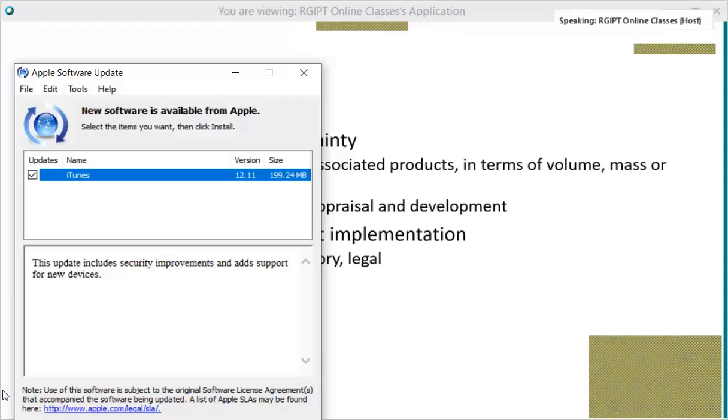Of course, these PRMS guidelines tell you how to include these uncertainties: quantities of petroleum and associated products in terms of volume, mass, or energy associated with exploration, appraisal, and development. So all these things, it tells you how to do this. Commercial chance of project implementation: technical, economical, regulatory, legal.